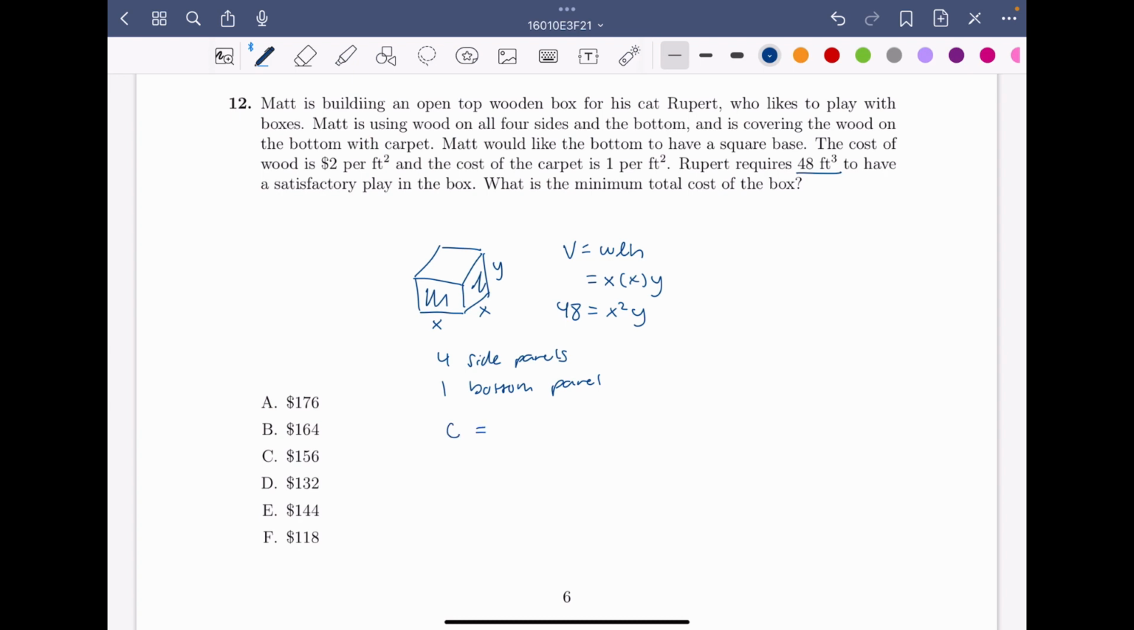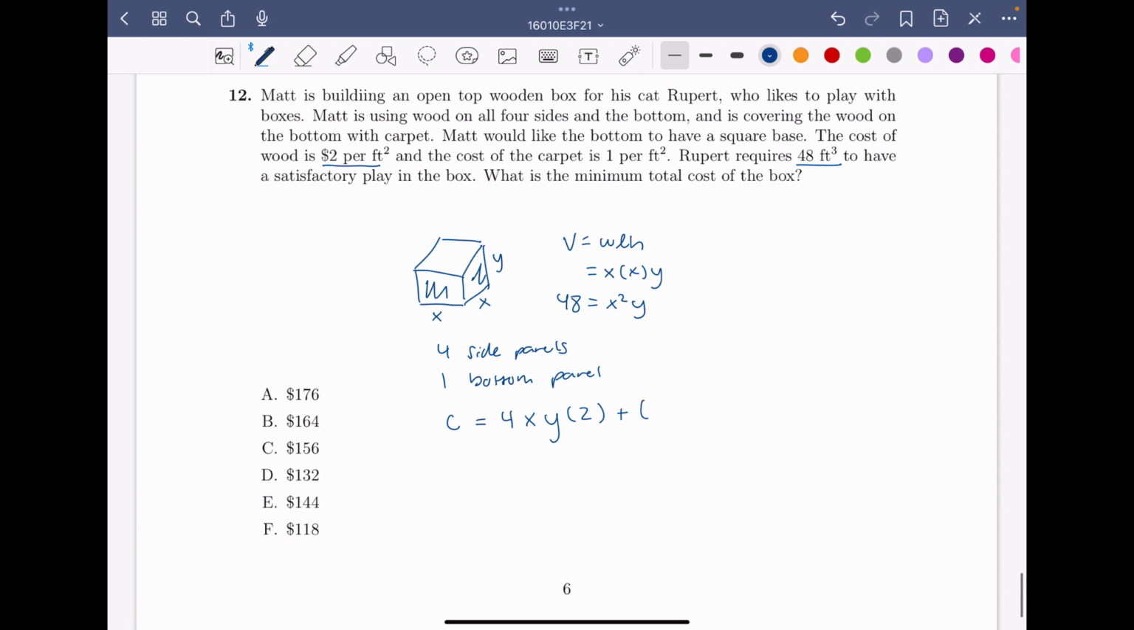Cost equals, let's do the side panels first, 4 times the side panels, which have an area of x times y, and the cost would be 2 because there is $2 per square foot for wood. And then plus the bottom panel, which will have both wood and carpet, so the price is $2 for the wood plus 1 for the carpet, times the area of the bottom panel, which is x squared.